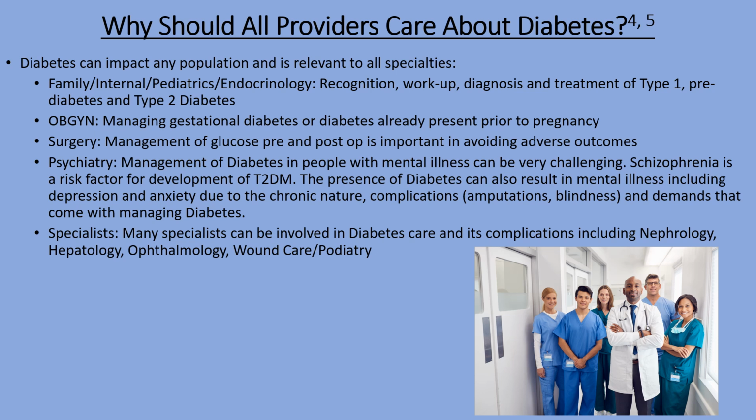So continuing on the topic of why all providers should care about diabetes, I will now talk about how different specialties can come into contact and care for patients with diabetes. Primary care, such as family medicine, internal medicine, and pediatrics, along with endocrinologists, will be very involved in the recognition, workup, diagnosis, and treatment of type 1 diabetes, prediabetes, and type 2 diabetes. For OBGYN, they will be managing gestational diabetes and will also be caring for patients who have diabetes prior to becoming pregnant and will need continued management and monitoring throughout their pregnancy. Surgeons will have to ensure that glucose is managed both pre- and post-operatively to avoid poor and adverse outcomes.